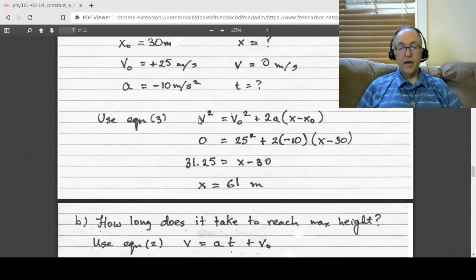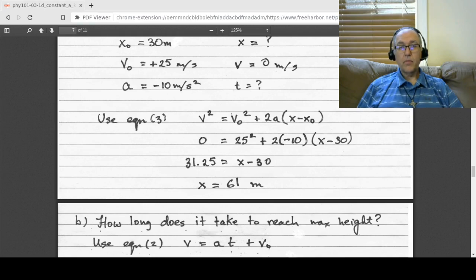Substitute in the numbers. Your final velocity is 0 at the very top. Your initial velocity is 25 squared, plus 2 times negative 10. There's your acceleration due to gravity. x minus x naught: we don't know how high it is, but that's what we're solving for, and then minus 30. Once you substitute in all the numbers, the only unknown variable is x, and then you can solve for that. Okay, and it turns out to be 61 meters.